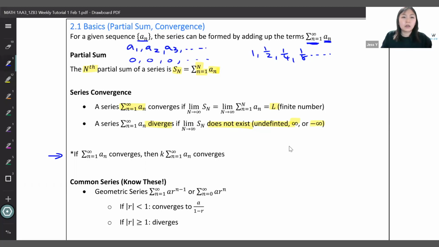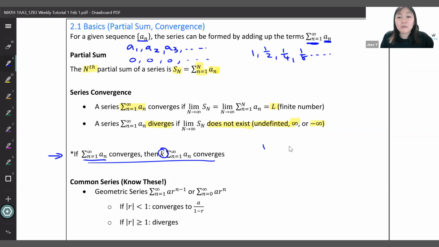There's this little note here that personally, way back in the day when I first learned sequences and series, I wish someone just straight up told me this. I don't know why I got confused with this, so I'm hoping this might help some of you. What this is saying is that if a series converges, then a multiple of that series also converges. I know it sounds silly, but it took me a while to figure that out without explicitly seeing it.